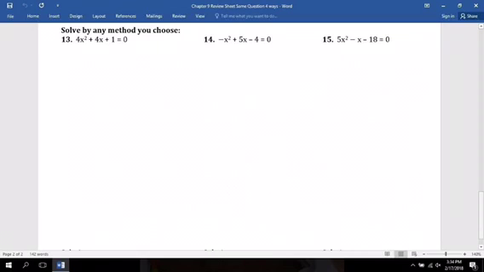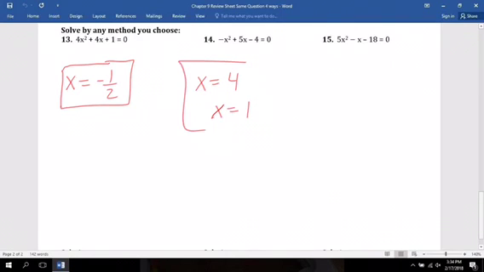So for question 13, there's actually only one solution, and you get x equals negative 1/2. For question 14, you should get two solutions, and it's going to be x equals 4 and x equals 1. And then for question 15, you get two solutions as well. You get x equals 2 and x equals negative 1.8.